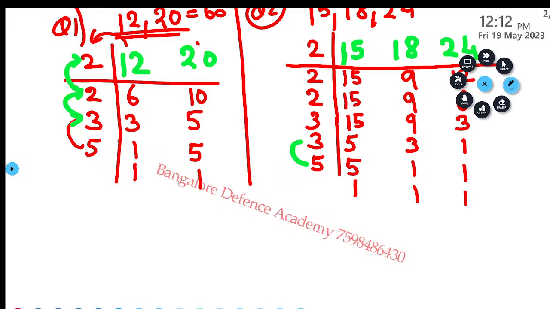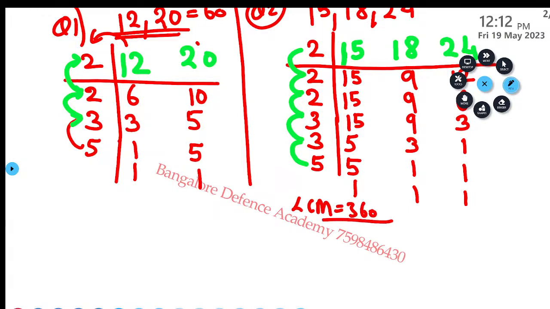5 into 3 gives me 15. Okay, then 15 into 3 gives me 45. 45 into 2 gives me 90. 90 into 2 gives me 180. And 180 into 2 gives me 360. So the LCM here I get is 360.